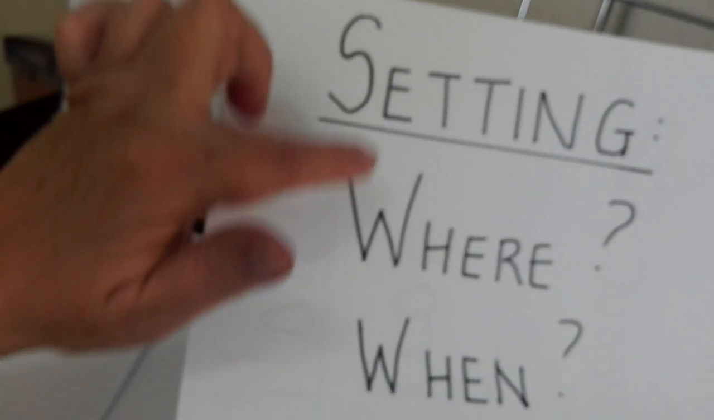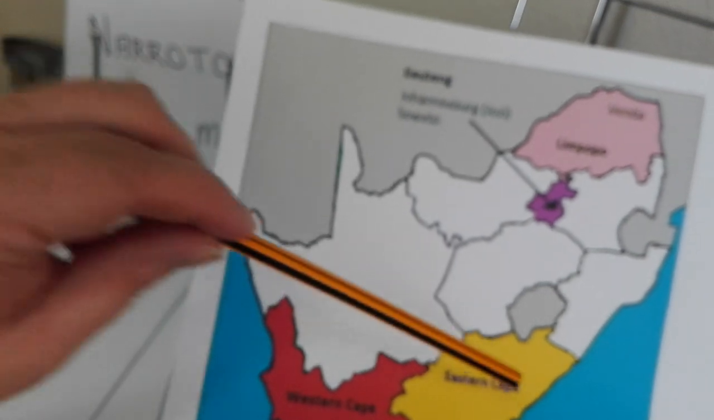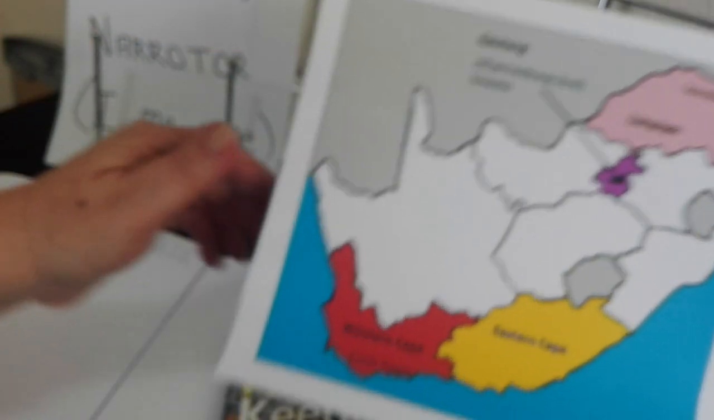Today, we're going to look closer again at setting, which is where and when. As we did in the previous lesson, we're going to be looking at the 4 provinces, Limpopo, Gauteng, Western Cape and Eastern Cape, for setting. We also looked at the prologue, which is the introduction, or the part before the actual book starts.